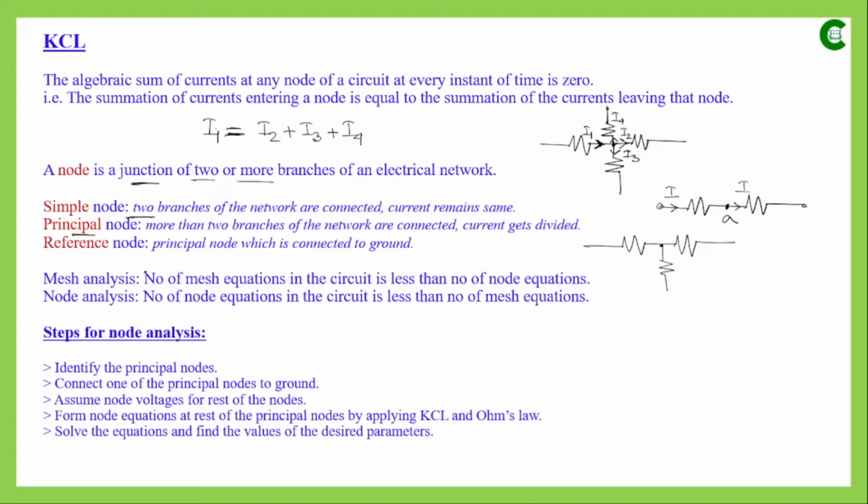Now when we are doing node analysis in an electrical network, there will be a node which is connected to the ground. That particular node is called the reference node, and the potential of that node is always 0 volt. Though more than two branches may be connected to that node, since we have connected that node to ground, it will always be at ground potential. The potential will be 0 volt, and that particular node is referred to as a reference node.